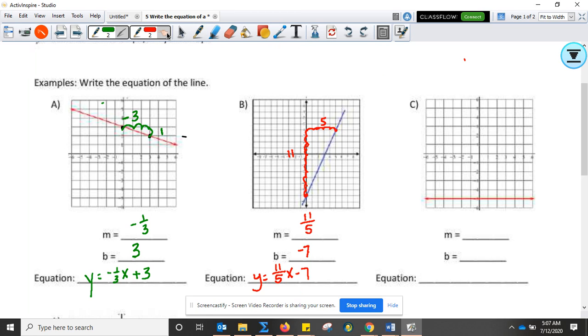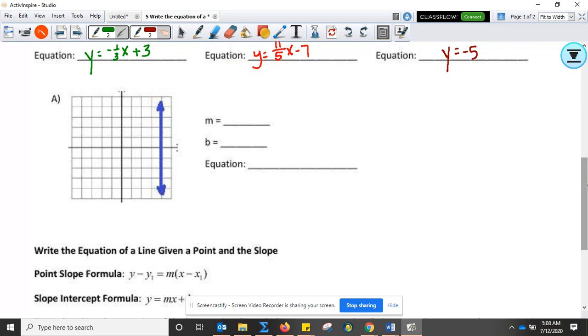Now for C. What type of line is C? It's a horizontal line. And horizontal lines, the slope is 0. And it crosses the y-intercept at -1, -2, -3, -4, -5. Okay? So anytime you have this, your equation is going to be y equals -5. So horizontal lines will always be y equals, and then the number, the y-intercept. All right?